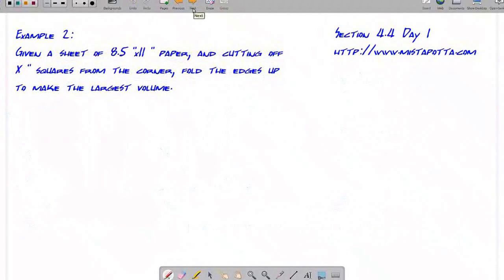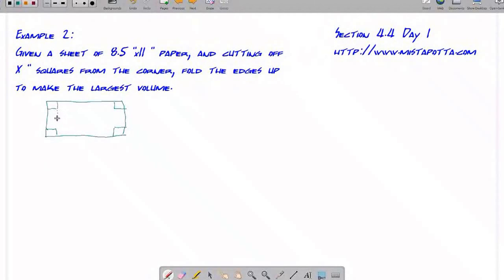Our second problem is one of the traditional calculus problems. What I'm going to do is take a sheet of 8.5 by 11 inch paper, and I'm going to cut off an x by x square from each of the corners, and that's going to make this kind of cross-shaped piece of paper.